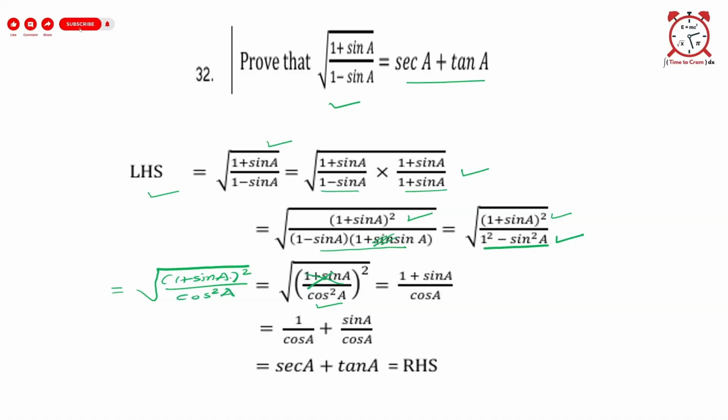Now let us take the square root of both, then we will get (1 plus sine a) divided by cos a. This step you do not have to consider. Now let us divide the numerator by the denominator individually, then we will get 1 upon cos a plus sine a upon cos a. You know that 1 upon cos a equals sec a, and sine a upon cos a equals tan a. So this is our required RHS, and in that way we can prove the given expression.